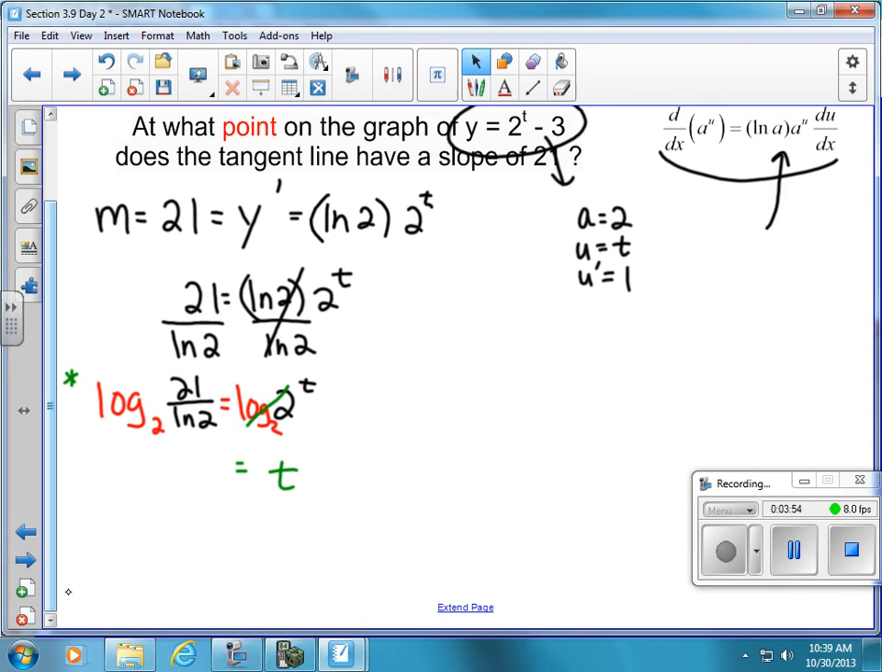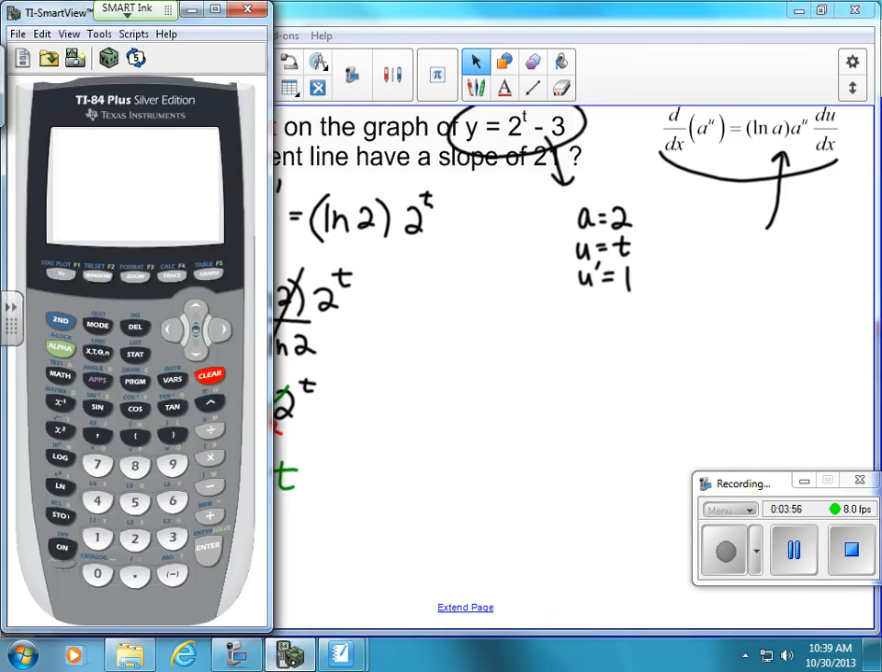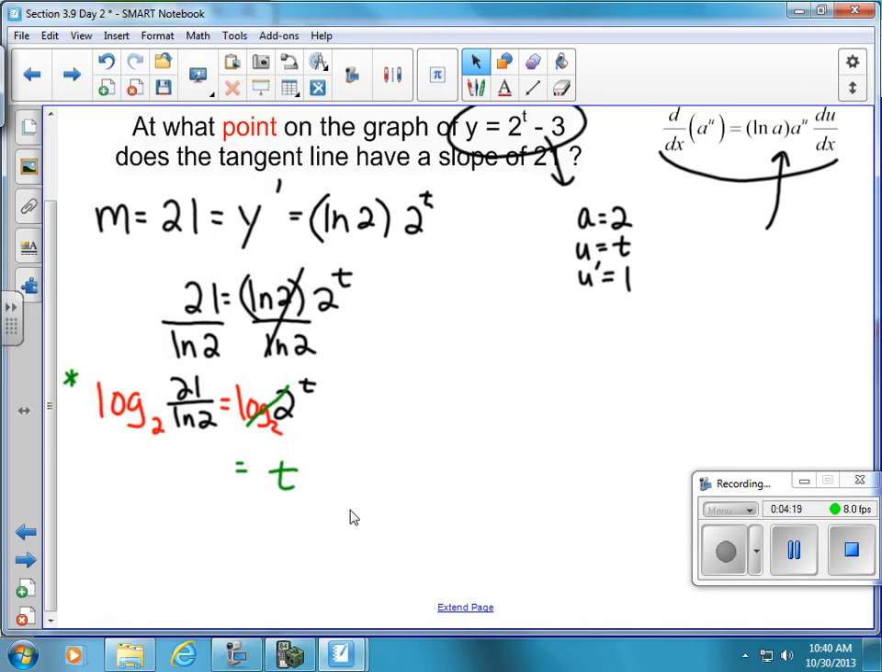We can put that into our trusty calculator. I believe it's alpha zoom. No, alpha window. Let me try that again. Oh, there it is. Alpha window. Okay, I want number 5. All right, so all you have to do is put this in. It was log base 2 of, what was it again? 21 over ln of 2.